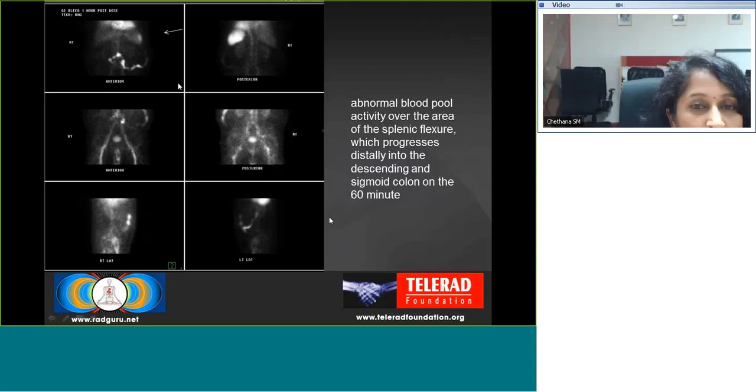The same finding is confirmed here on the static images, delayed images, and this increased or abnormal blood pool activity is seen progressing distally to the descending and sigmoid colon. So this study is positive for GI bleed, and the source of the bleed is the splenic flexure of the colon.